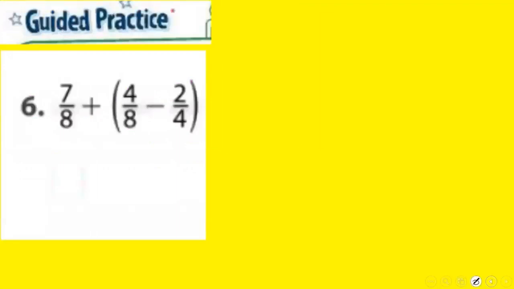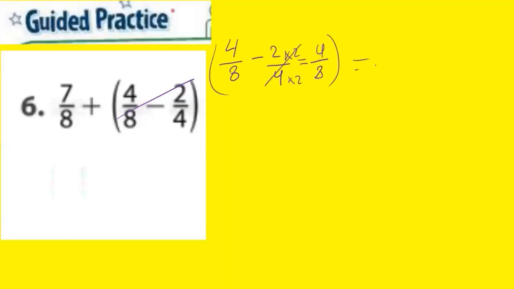Move to guided practice, the first one. 7 over 8 plus 4 over 8 minus 2 over 4. The first thing you have to do here is to finish the bracket. The bracket says 4 over 8 minus 2 over 4. I need to change this 4 to 8. How come? This will be multiplied by 2 up and down. 2 by 2 equals 4 over 8. So my answer here will be 4 over 8 minus 4 over 8. All that will equal 0.